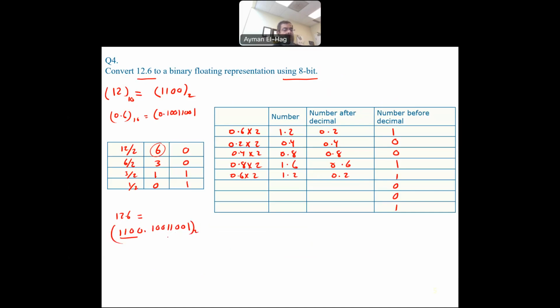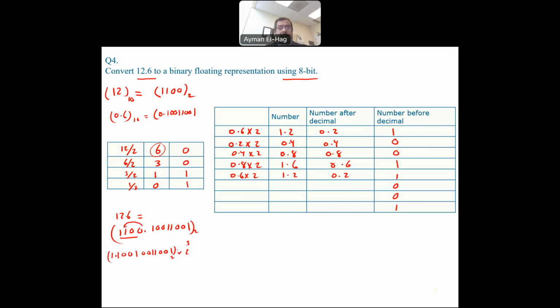Okay, now we need to put this as a floating point, so we move the radix 1, 2, 3 positions. This becomes 1.1001 0011 001, and this is times 2 to the power of 3.